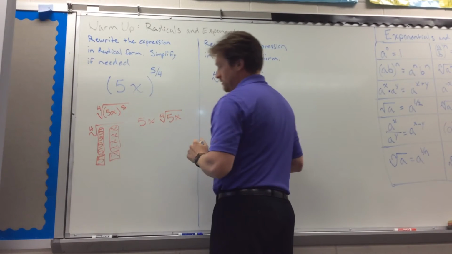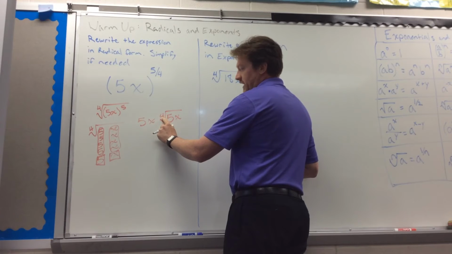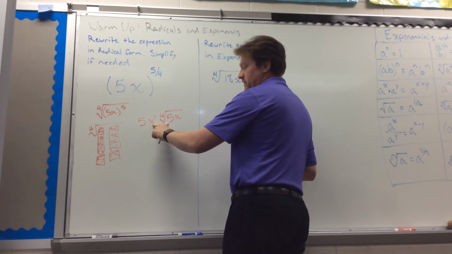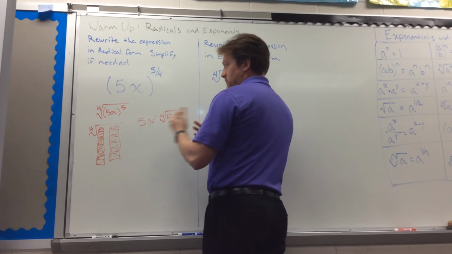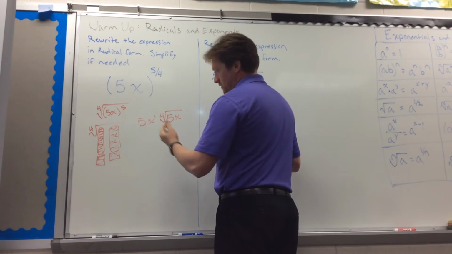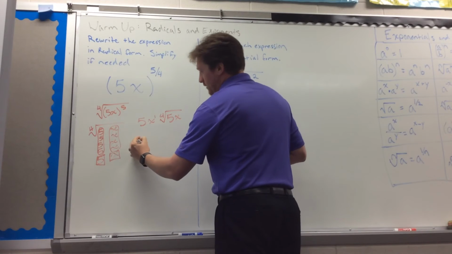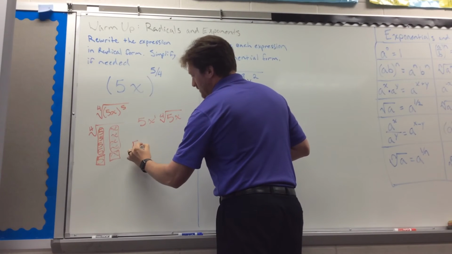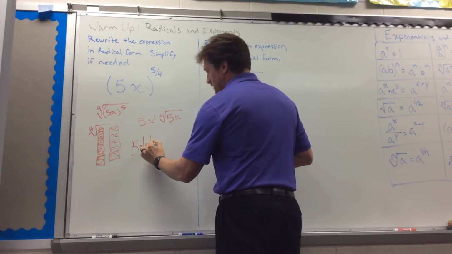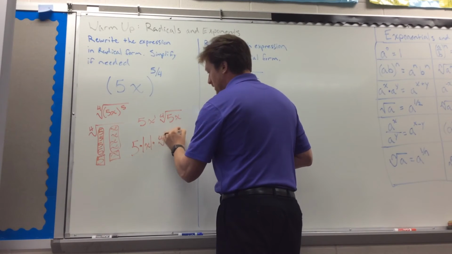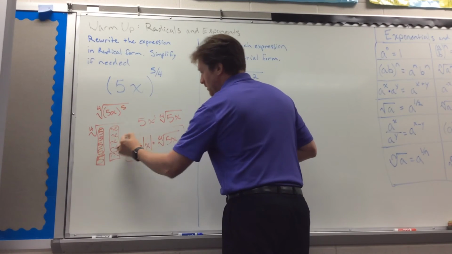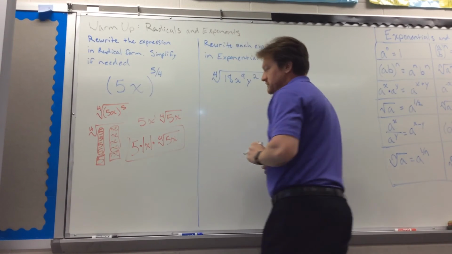Now you have to be careful. I've got an even index with an odd exponent on the outside. That means if I choose a negative number for x, then this makes the answer negative. It's got to stay positive. So here you have to actually introduce an absolute value into the answer. So it's 5 times the absolute value of x to the 1st power times the 4th root of 5x. And this is how you write it in simplest form from exponential.